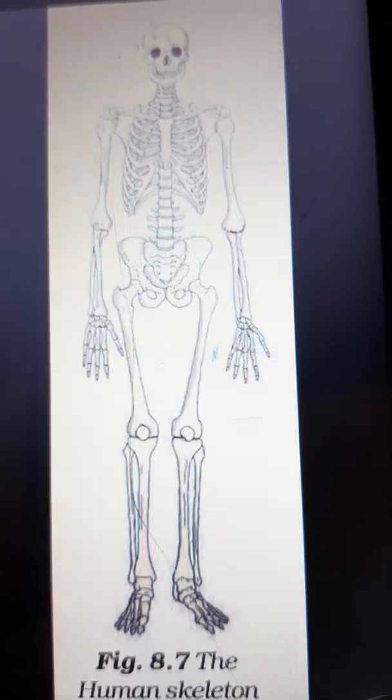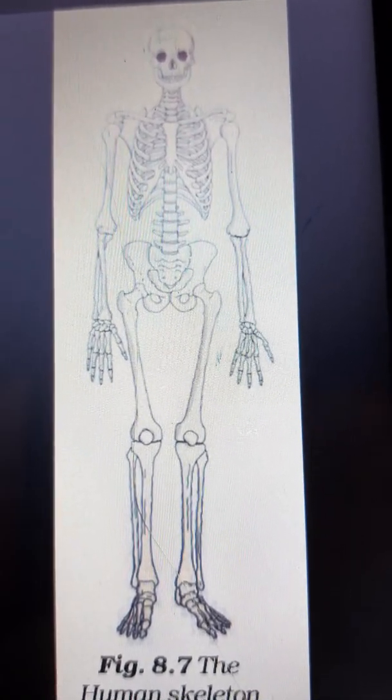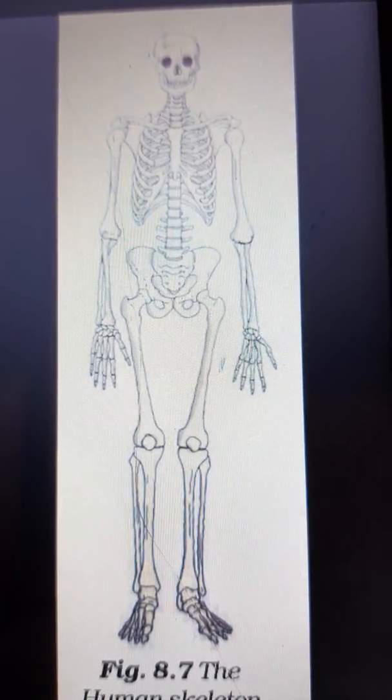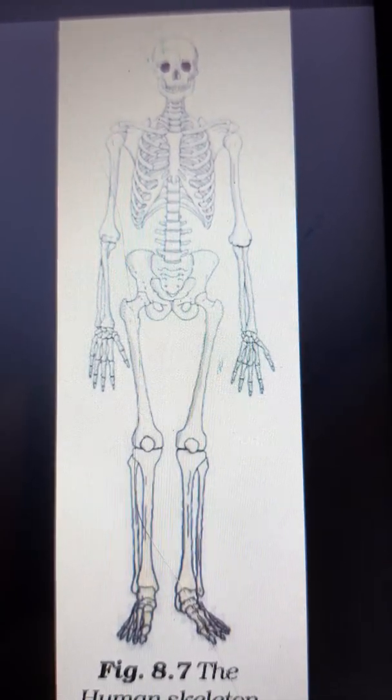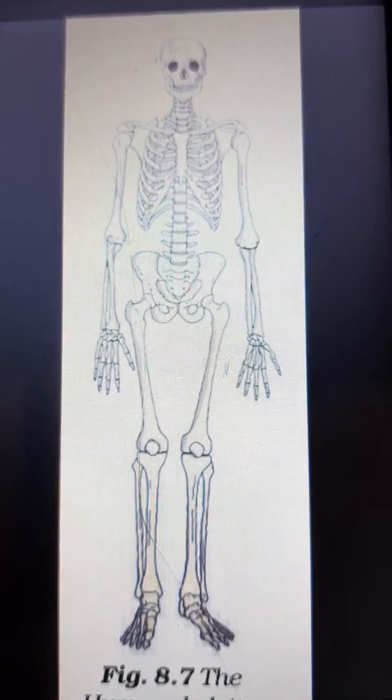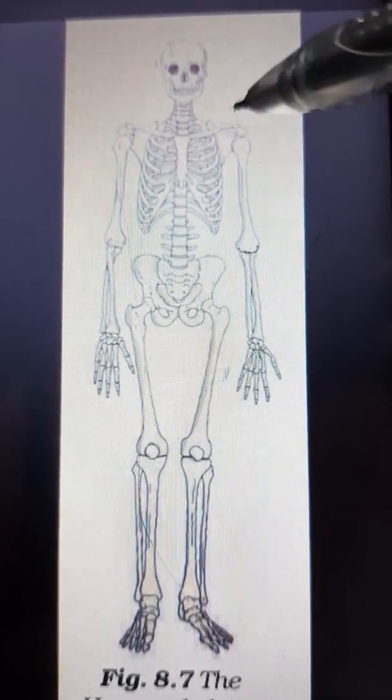Hello dear students, so now today we would move ahead in this 8th chapter of class 6 science, that is body movements. There we were discussing the different parts of the human skeleton. This is your human skeleton. So we have discussed most of the parts there. So today we will be discussing first about the shoulder bones.